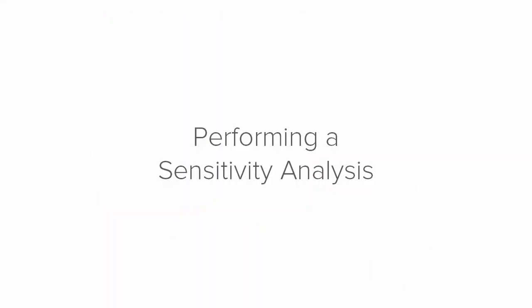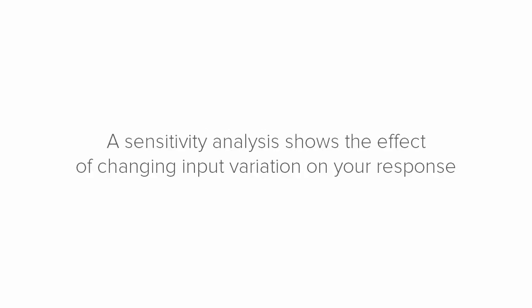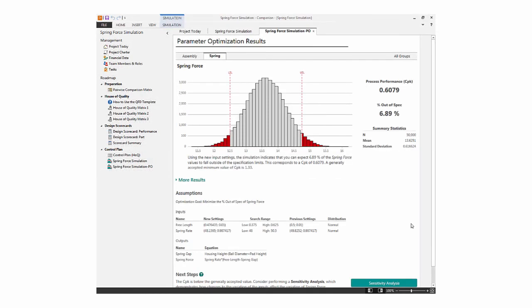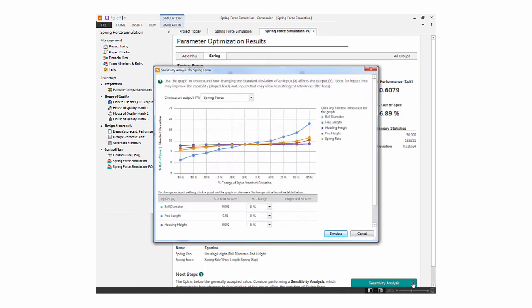Next, we'll take a look at Companion's sensitivity analysis. A sensitivity analysis shows the effect of changing input variation on your response. It can help you decide when it's worth the time and money to reduce the variability of an input and when it isn't. This graph shows the effect of changing the variation of a single input while holding the others constant, and then estimating the effect on the response Y.